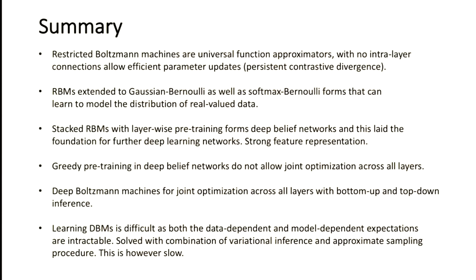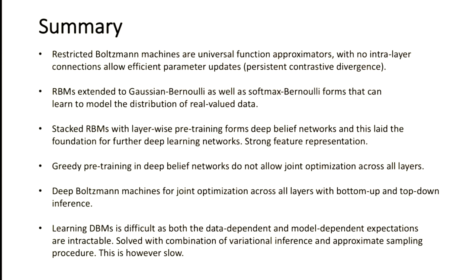You can also stack these RBMs and use a layer-wise pre-training procedure, which essentially allows you to have much stronger feature representation of your data distribution. This kind of greedy pre-training procedure does not allow a joint optimization across all the layers, but can be used as a pre-training step for essentially initializing multi-layered neural networks. So you use this pre-training procedure and don't select your weights from complete randomness.